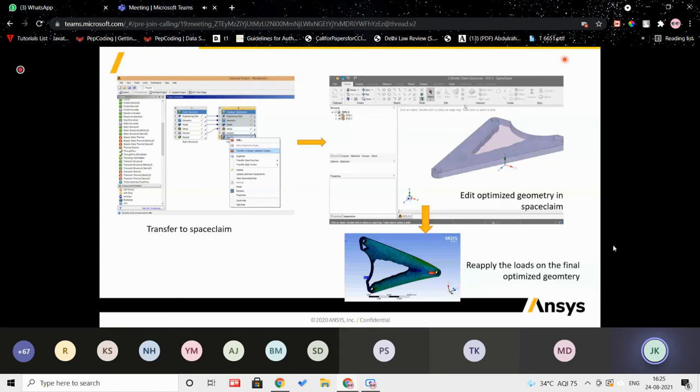You can see, as expected, the material in these regions is removed. So you are saving a lot of material while manufacturing, when you are manufacturing the component in large numbers.